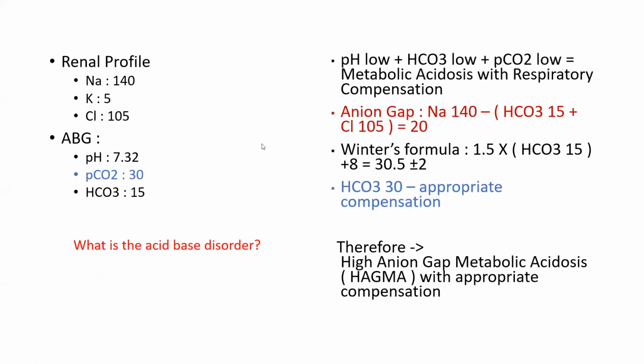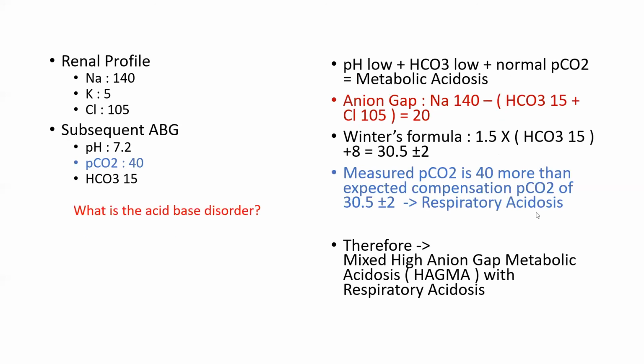Okay, fine, never mind. If you look at this, pH is low, bicarb is low, and PCO2 is low. So you know that this is a metabolic acidosis with respiratory compensation, as the patient is having CO2 washout. When you calculate the anion gap, sodium 140 minus the sum of bicarb and chloride is 20. You apply your Winter's formula, where PCO2 is expected to be 30 plus or minus 2. So you know that there is an appropriate compensation of the PCO2. Therefore, this is a high anion gap metabolic acidosis with appropriate compensation from the respiratory system.